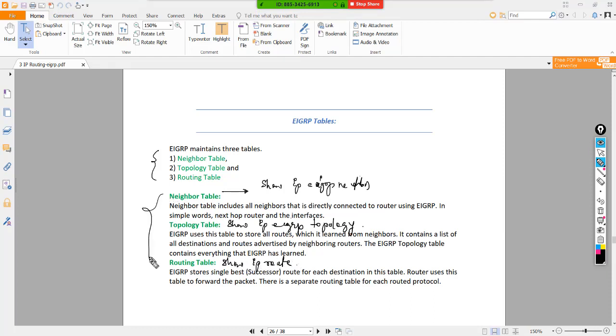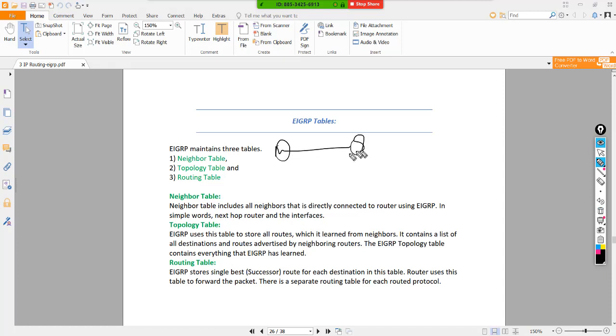Okay, 3 commands for just showing or just seeing each table detail. So what is the neighbor table going to consist of? Any neighborship relation. Let's say R1, R2, R3. The neighbor relationship between these will be stored in the neighborship table. So this table will be on the 3 routers individually.